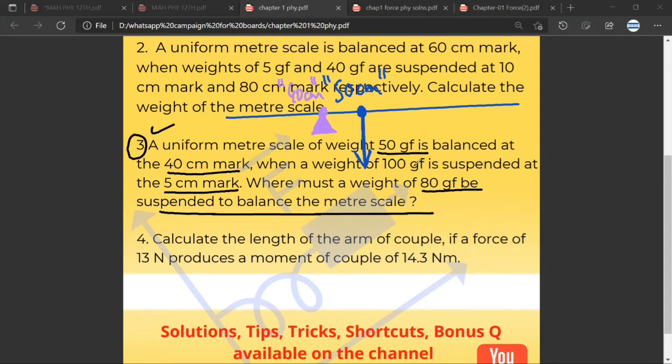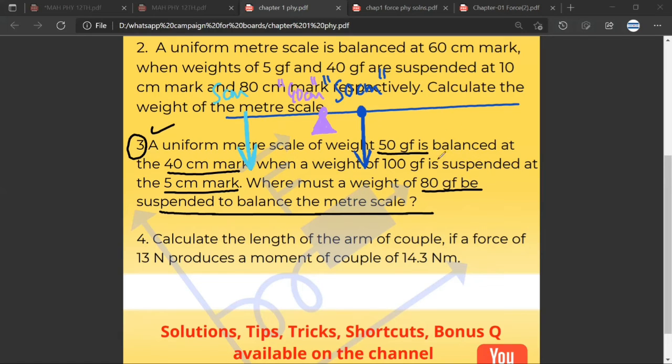Okay. When a weight of 100 gf is suspended at the 5 centimeter mark, so this would be 5 centimeter, and you'll have a weight of 100 gf suspended here. Where must a weight of 80 gf be suspended to balance the meter scale?